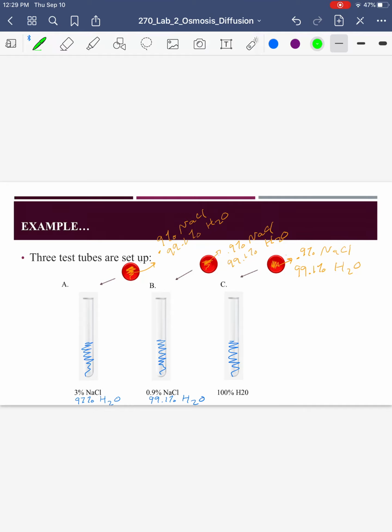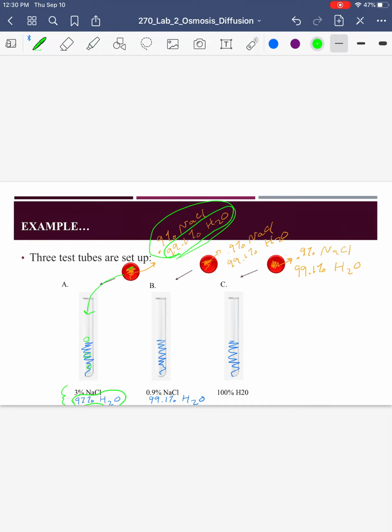So we're going to compare the concentration outside the red blood cells to the concentration inside. Because remember, we submerged these in here. So we've got our red blood cells submerged, in this case, in a salty solution. Remember, we want to look at the water. So outside of the red blood cells, we have 97% water. Inside the red blood cells, we have 99%, 99.1.